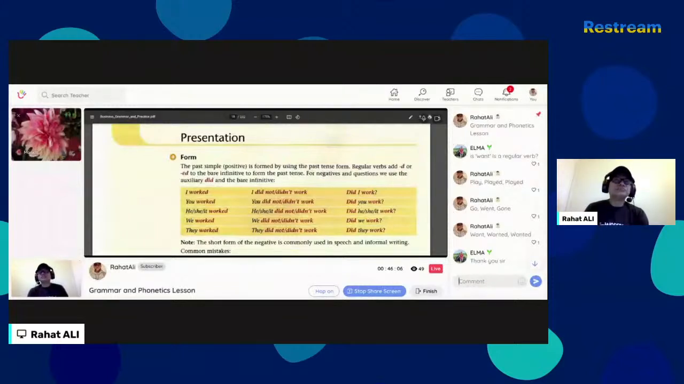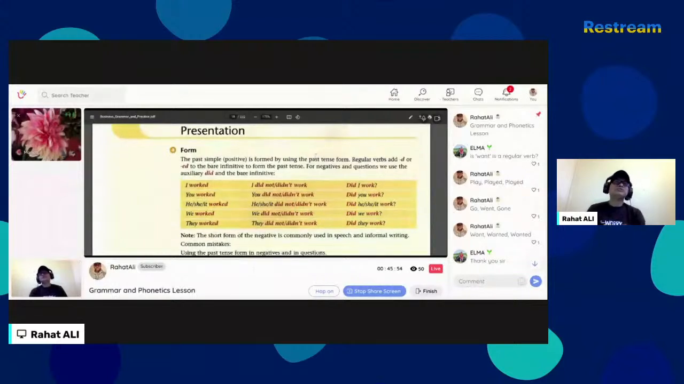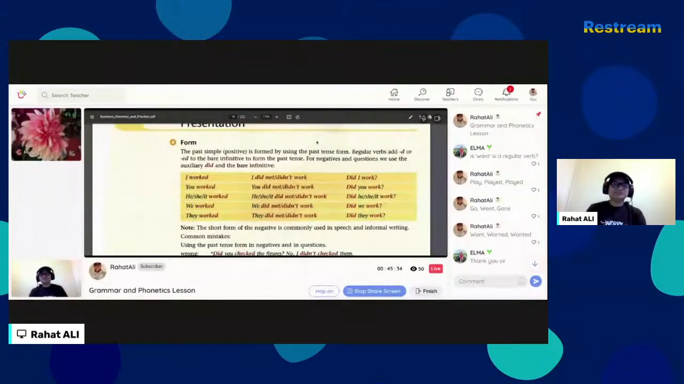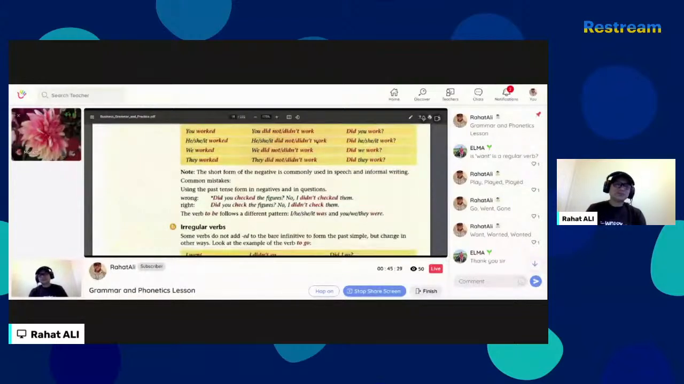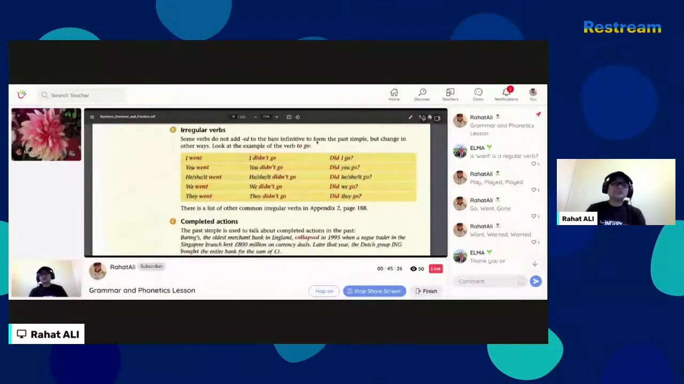And remember that past simple is sometimes called past indefinite in many Asian countries. And that's easy peasy, a very common rule. Subject, past form of the verb, whether regular or irregular. Then if you want to make it negative, we use didn't or did not. If you want to make it interrogative, we use did, then the subject, then the main form of the verb with the question mark. Remember, punctuation is very important in grammar. For example, did you check the figures? That's a common mistake with irregular verbs. I went, I didn't go. You went, you didn't go.